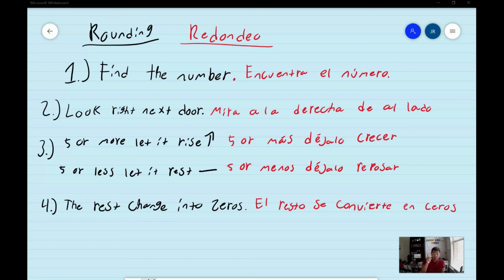5 or more, let it rise, okay? 5 o más, déjalo crecer. 5 or less, let it rest, okay? 5 o menos, déjalo reposar, okay? Number 4, the rest changes into zeros, okay? El resto se convierte a ceros, okay?